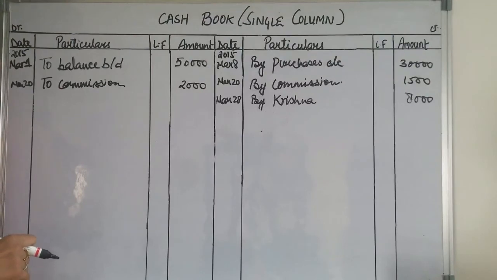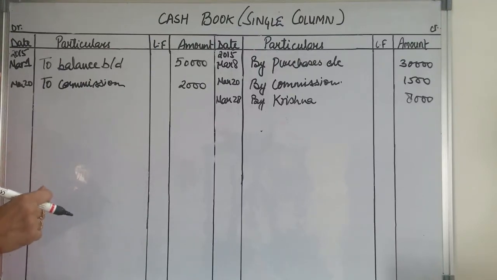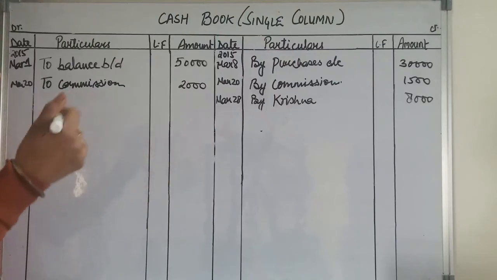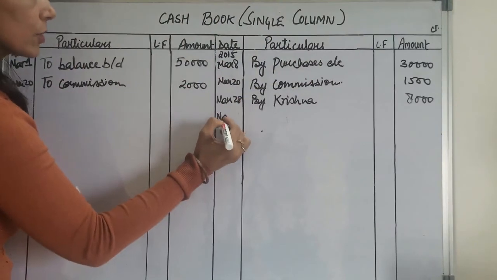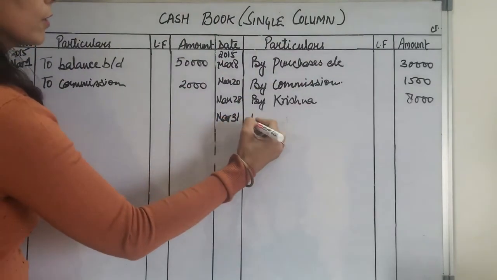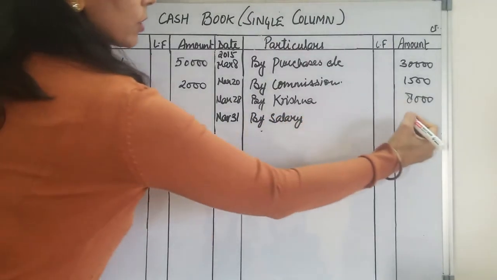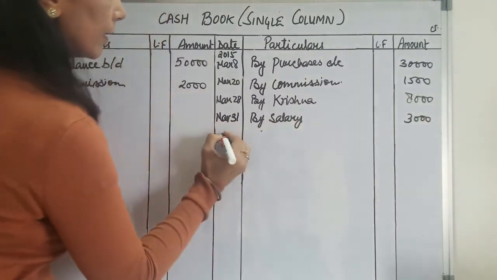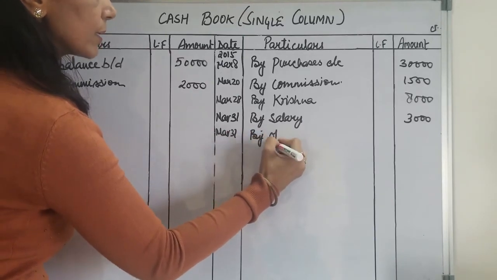Now the next transaction is on March 31st paid salary to the office clerk rupees 3,000 and office rent rupees 1,500. So now again we are making payment in cash for salary and office rent, and as cash is going out of the business, so it will be recorded in the cash book on the credit side. So let's just record it like March 31st. First is by salary. How much? It's rupees 3,000.